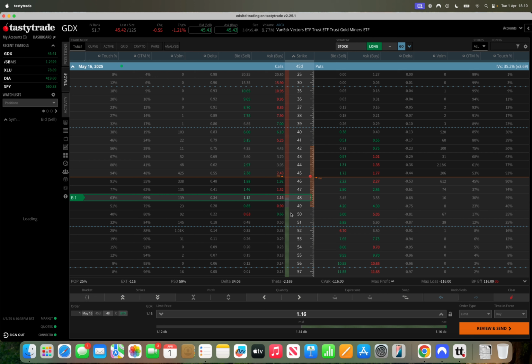Now, if we were to do the inverse and sell this exact same contract instead of buy it, if you look at our POP, it's 75%. Because what's happening here is we're taking the other side of the trade, and we want the opposite to happen. We want price to stay away from our strike. So if price stays where it is, we make money. If it goes lower, we make money. If it goes higher but not above 49.16, we make money. So we have a lot more win conditions, and we only start to lose money above this 49 area here.